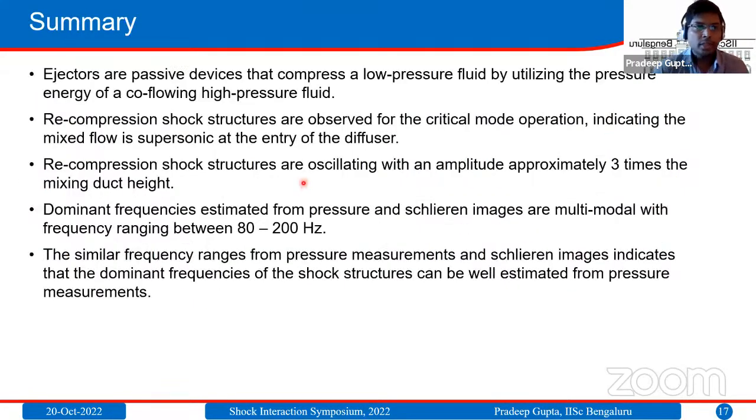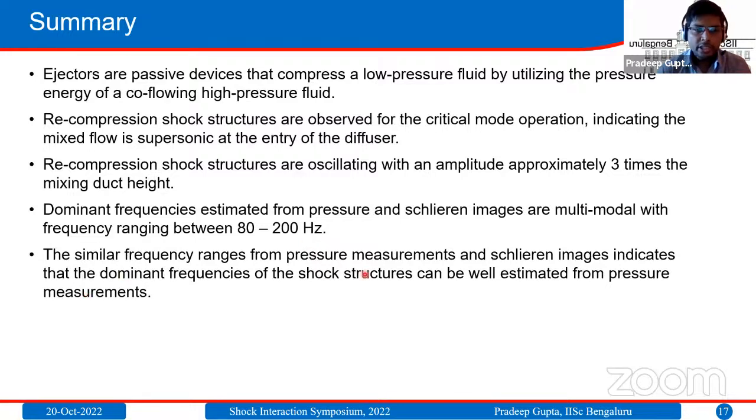So this comes to the summary of this presentation. We have seen that ejectors are a passive device that compresses low pressure fluid by utilizing the pressure energy of a high pressure flow. Decompression SAT structures are observed for the critical mode operation, indicating the mixed flow is supersonic at the entry of the diffuser. The SAT structures oscillate with an amplitude approximately 3 times the mixing duct height. The dominant frequency estimated from pressure and Schlieren images is multimodal, with frequencies ranging between 80 and 200 Hertz.